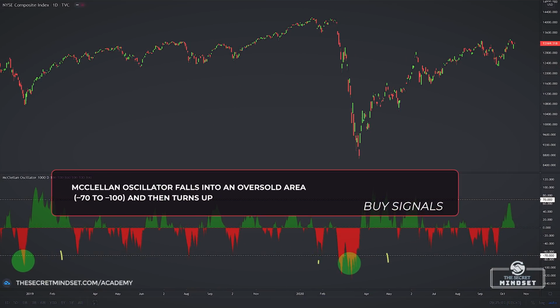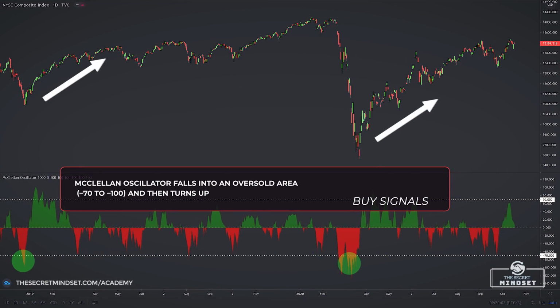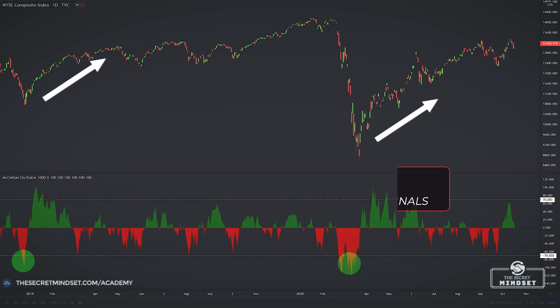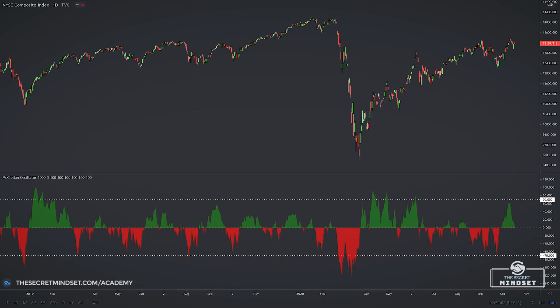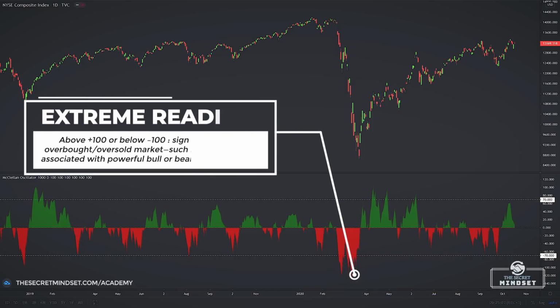Buy signals are given when the McClellan Oscillator falls into an oversold area, which is defined as -70 to -100, and then turns up. Sell signals are generated when the McClellan Oscillator rises into the overbought zone at +70 and +100, and then turns down. When the oscillator rises above +100 or falls below -100, it's a sign of an extremely overbought or oversold market. Such readings can be associated with powerful bull or bear market trends.